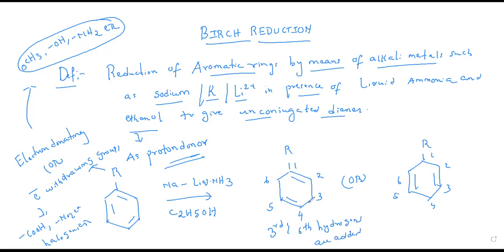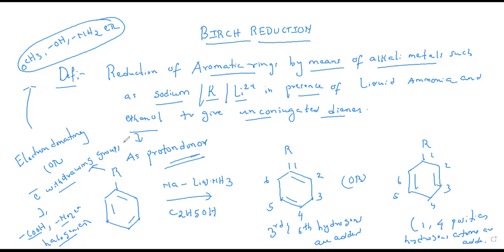Whereas if the aromatic ring is substituted with an electron withdrawing group like nitro, carboxylic acid, or halogen, the substitution pattern of the double bonds will be slightly different. At first and fourth position, the hydrogen atoms are added. This is a difference.